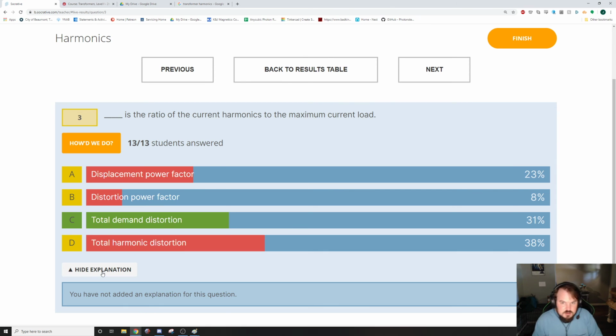Harmonic sequence. That's the most of harmonics, while I look this up, I'm going to keep talking. Mostly what harmonics do is cause more wear and tear on devices in the system.